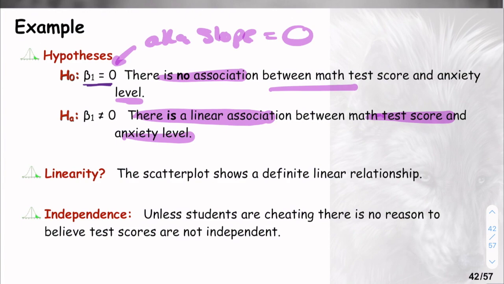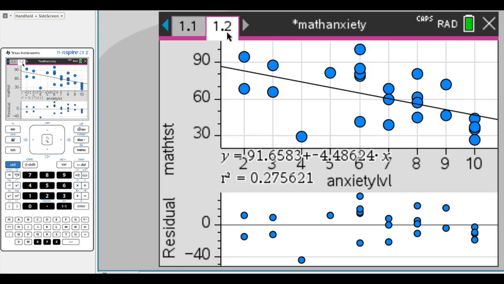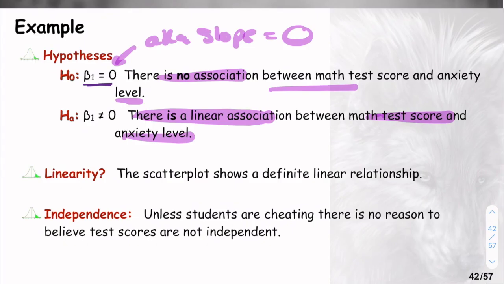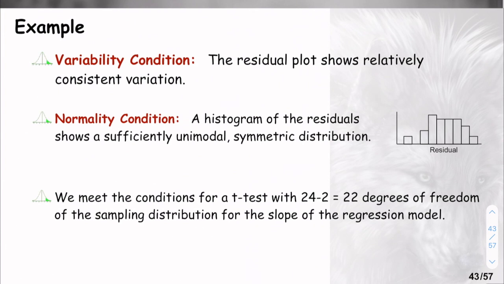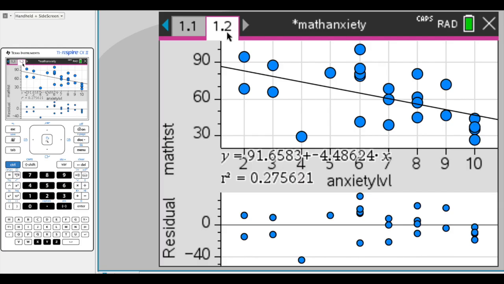So again, we go and check our conditions. For linearity, our scatter plot, as we look at our calculator, shows a definite linear relationship. Then we check our independence condition. Unless students are cheating, there's no reason to believe that test scores are not independent. So check and check. Then we pull up our residual plot, and the residual plot shows relatively consistent variation, although we do have that one outlier score.